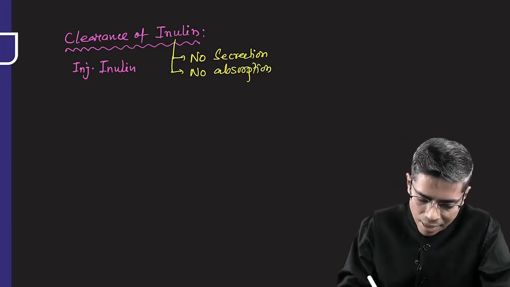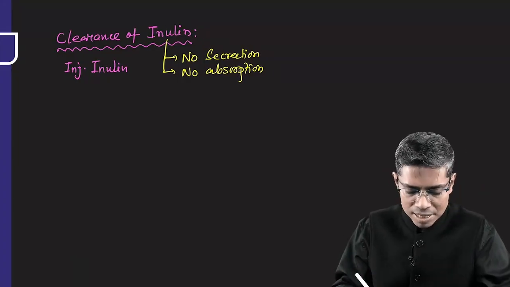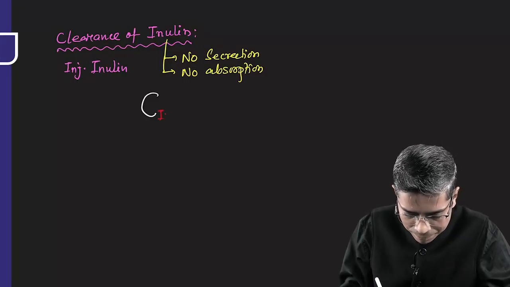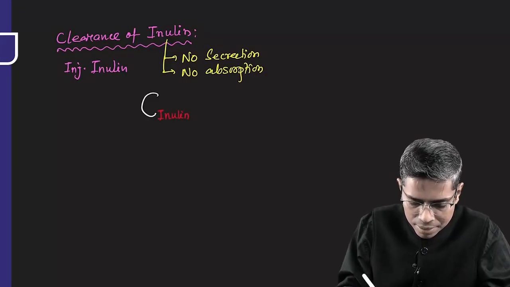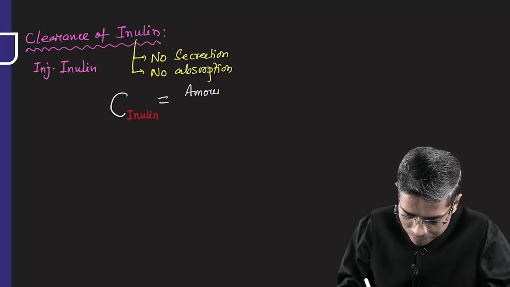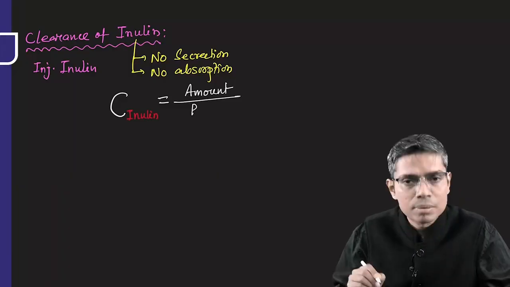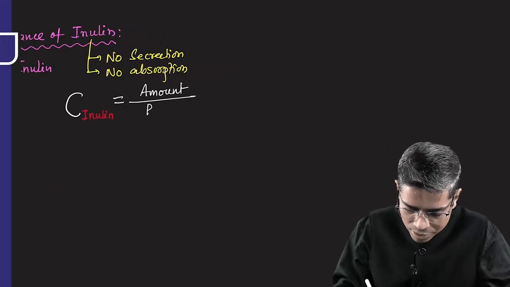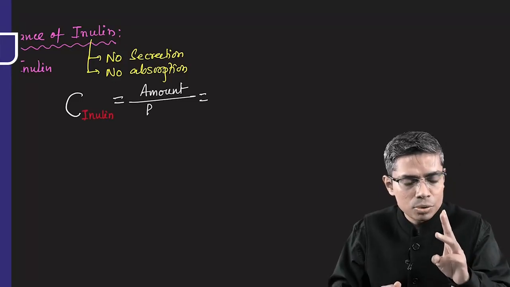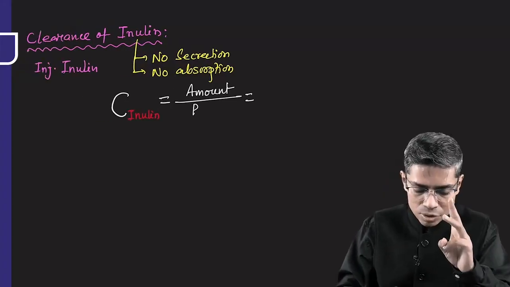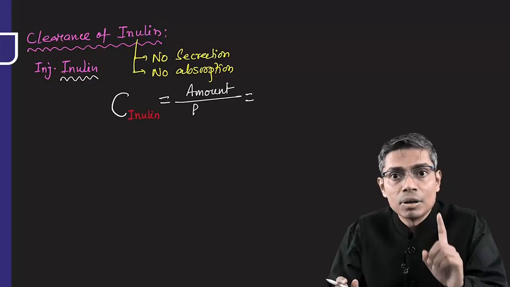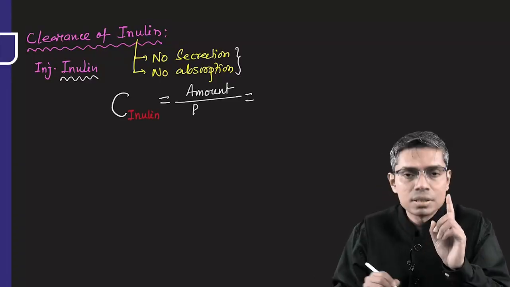So now if I apply my concept of clearance in case of inulin, so C, that is the clearance of inulin, is equal to, I told you what is the formula. Formula is urinary amount upon your plasma concentration. Just now we have understood that urinary amount is by 3 basic processes, but within those 3 basic processes, which process is going to happen in case of inulin? Filtration, secretion, absorption, all? Only and only filtration, because there is no secretion, there is no absorption.